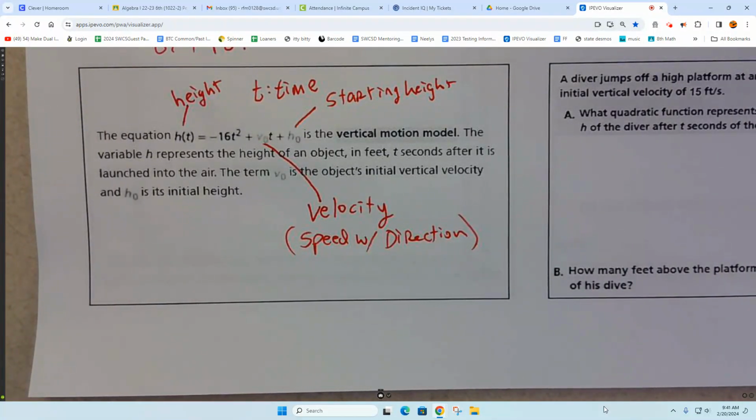So if we're throwing a ball, what does it mean, speed with direction? What do you mean direction, Mr. McConnell? I'm just throwing this ball. Well, how can you throw it? Give me one way I could throw it. Okay. So, I could throw it up, or I could throw it down. Throwing it down would be a negative velocity. Throwing up is a positive velocity.